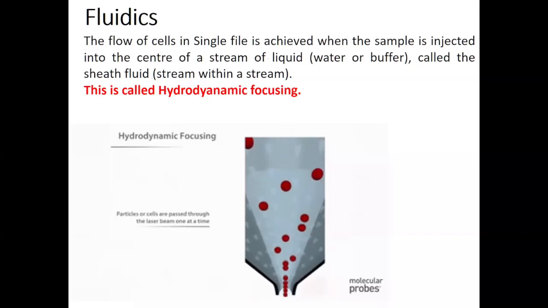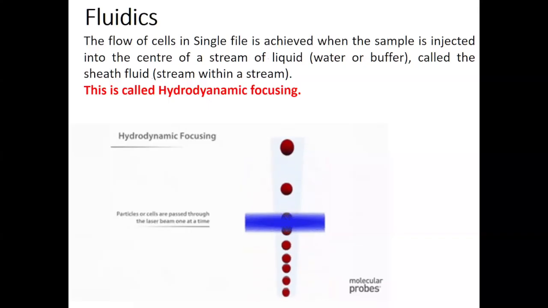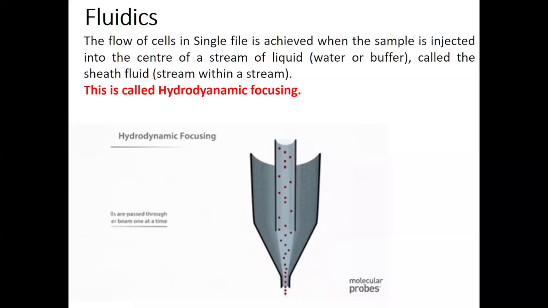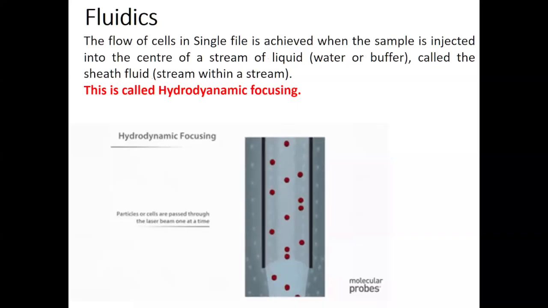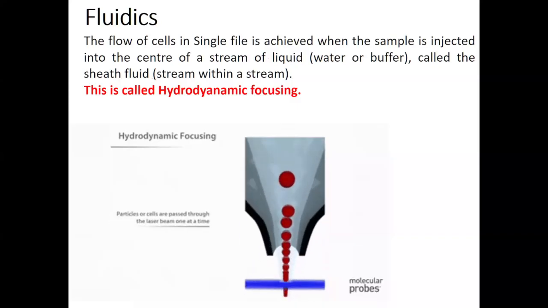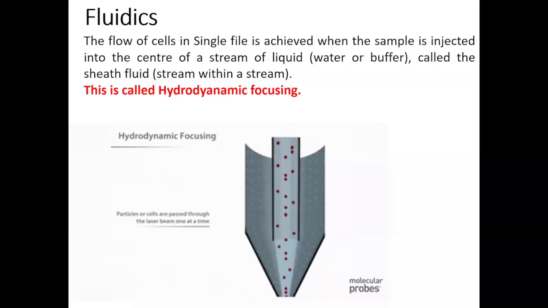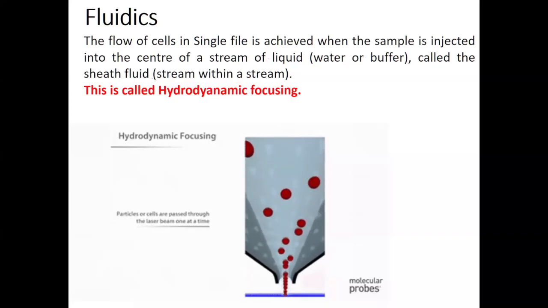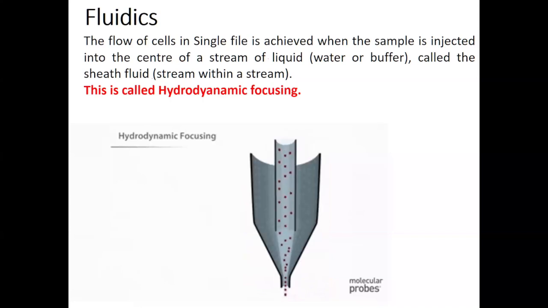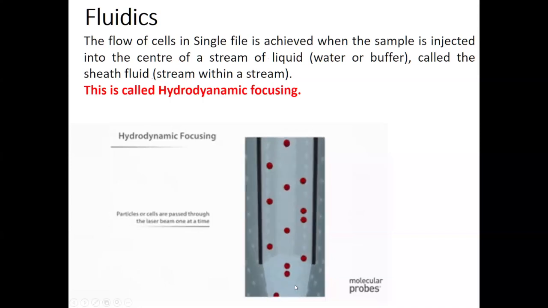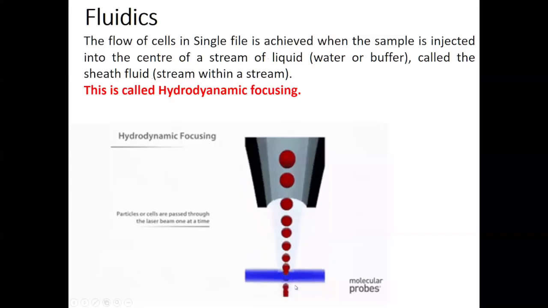What is it really? Is it a magic liquid or something? Definitely not. It is nothing, just water, or it can be a buffer. It should not be a hypertonic water. Remember, it could be distilled water or a buffer solution, which makes the cells pass in a single file pattern. Clear?